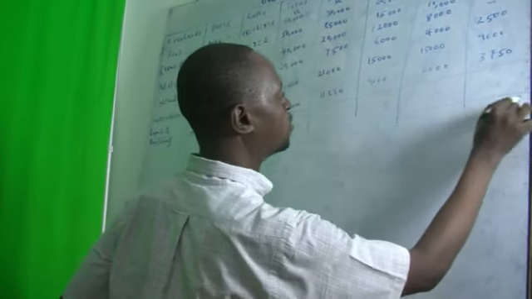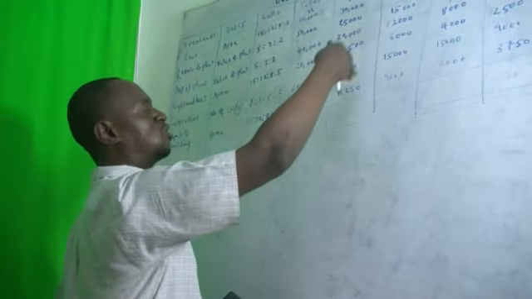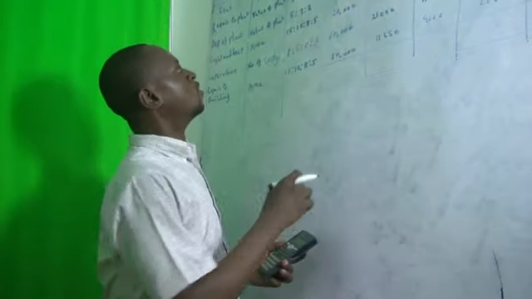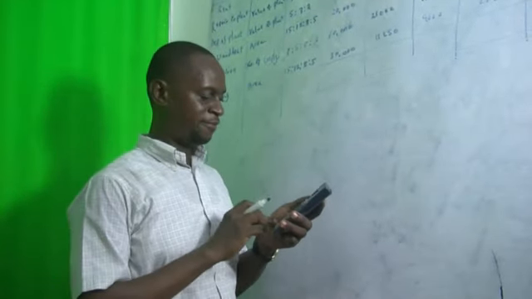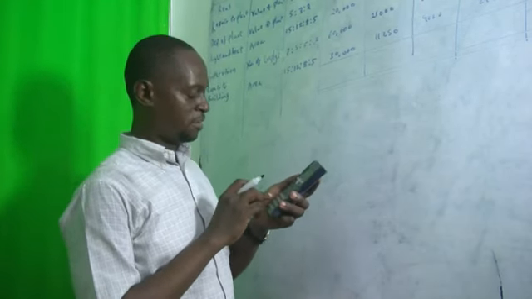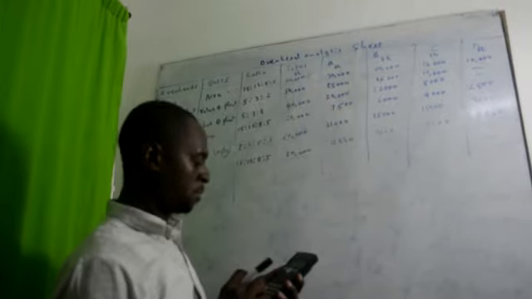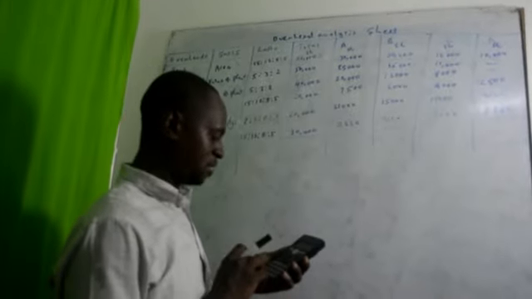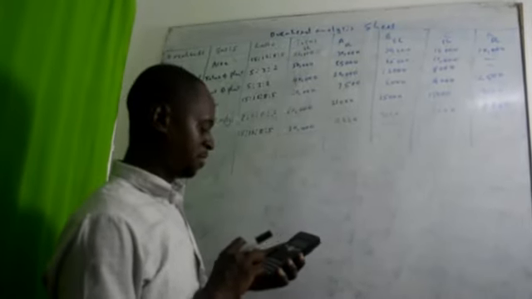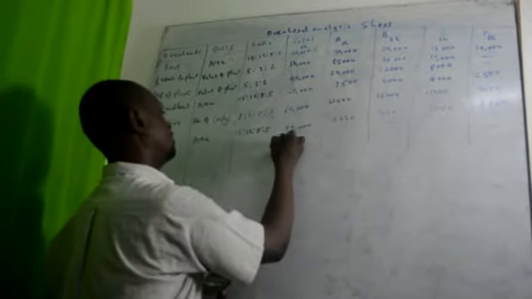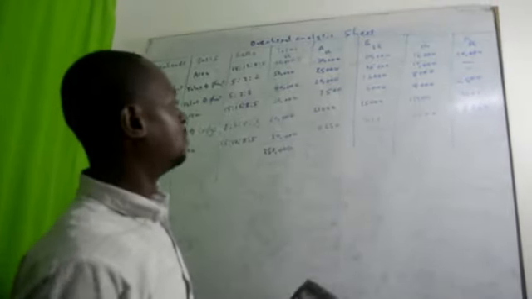What is remaining is to get the total. You need to get the total for each of the columns. Let's start with the total. We have the first one as 80,000 plus 50,000 plus 40,000, next is 20,000, next is 60,000, and finally 30,000. That gives us 280,000. So we fill it in this column here.